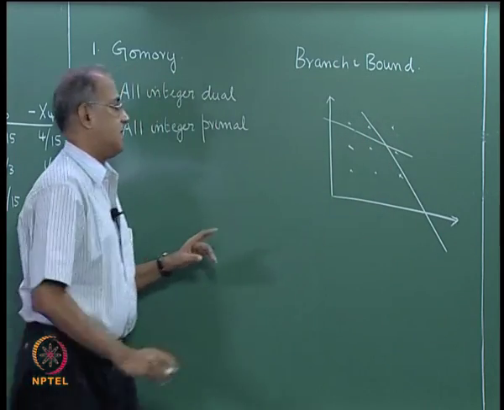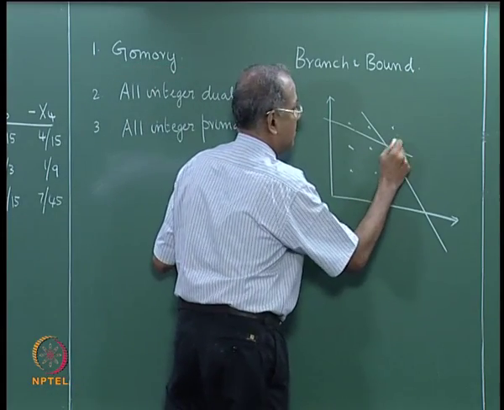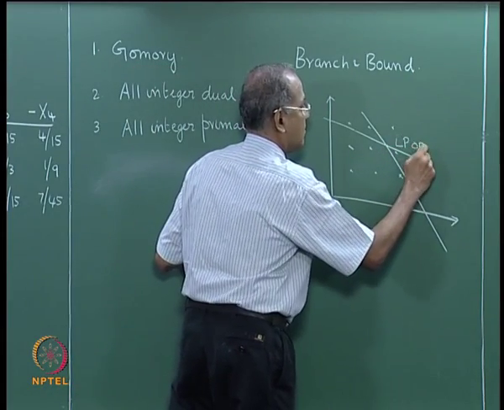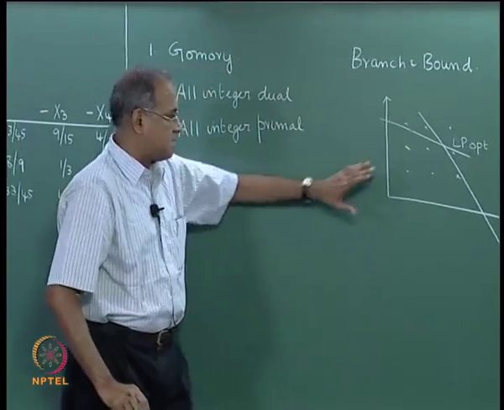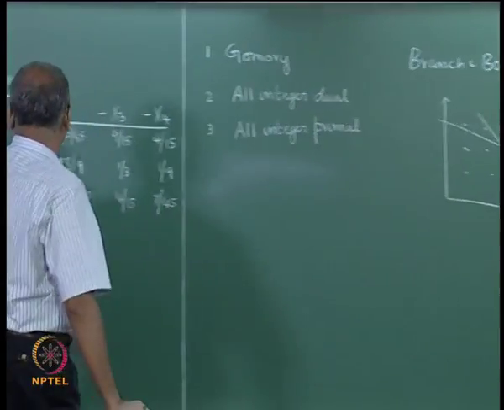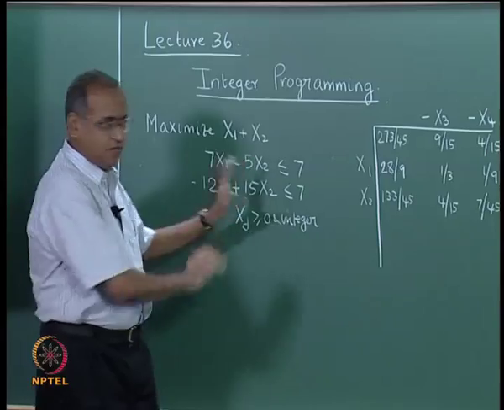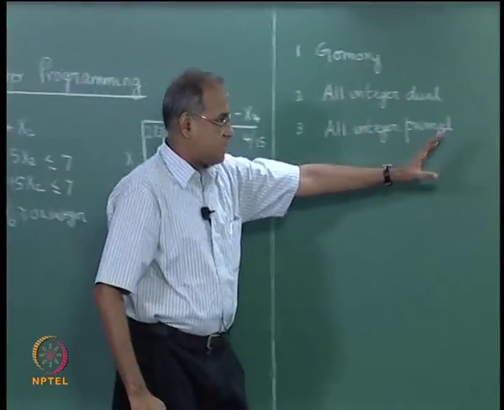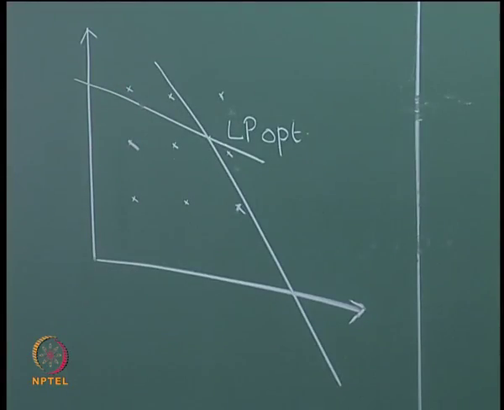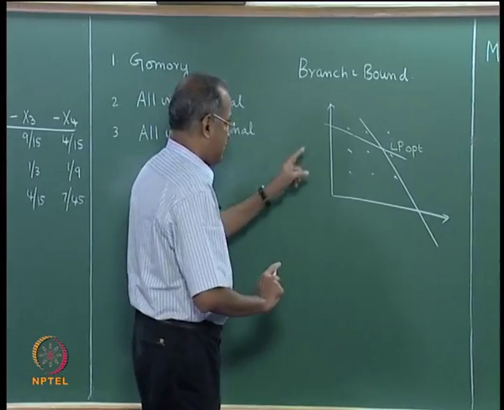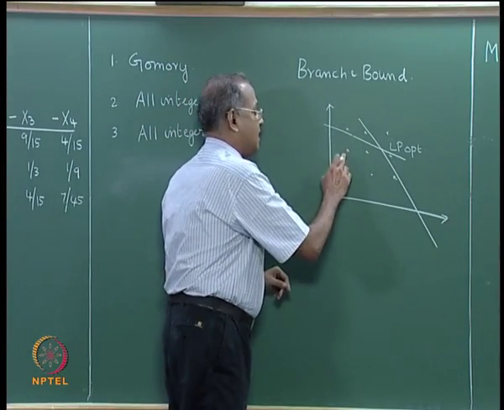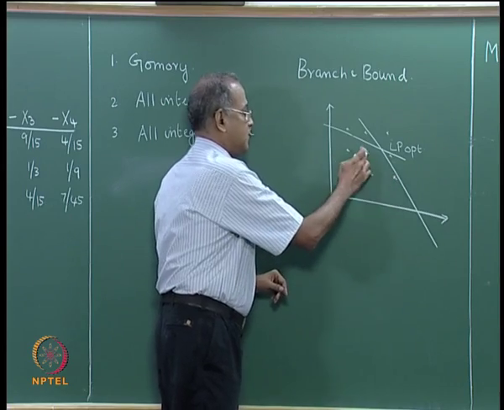Now let us assume that the LP optimum is here. Please note that this is not the graphical representation of this problem. This is a different problem. Here I am just trying to draw a graph to explain a feasible region of a linear programming problem as well as an integer programming problem. The feasible region of the integer programming problem contains only the set of feasible points which are here.